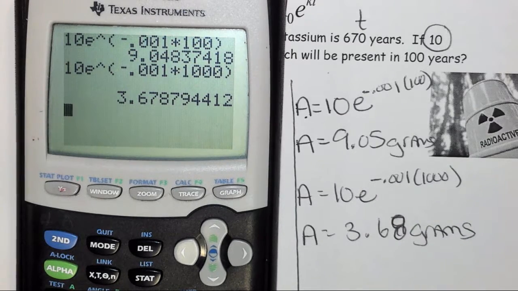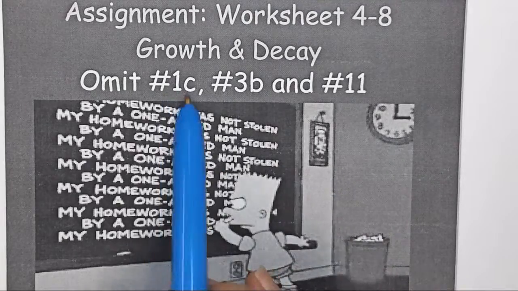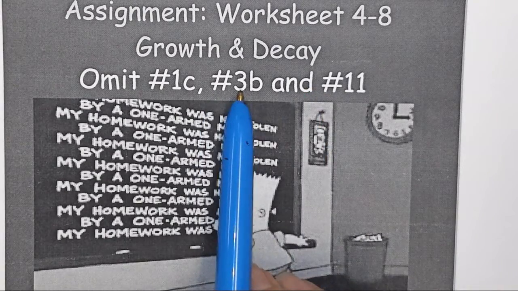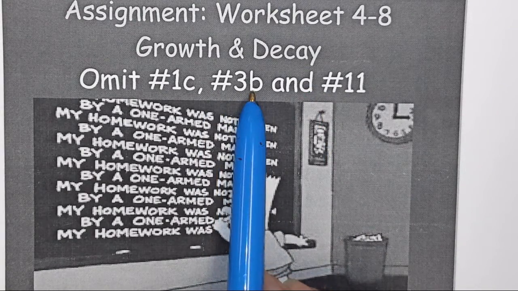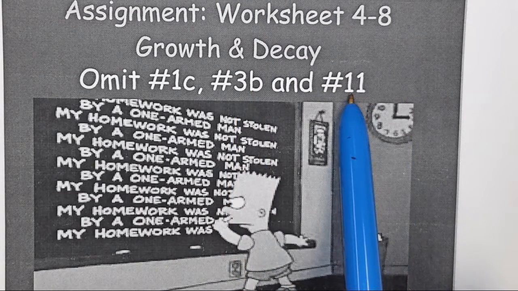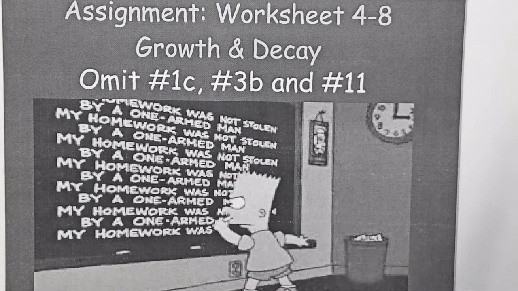Okay, this is why I said you should be able to finish your homework in class. Does this take long? All right, so let's talk about what our homework is. Look at the second sheet of paper that you picked up. On the homework tonight, on number 1, go draw a line through 1C. We're not going to graph it. On number 3, go draw a line through part B. We're not going to graph it. And then you can get rid of number 11 completely. I've left you with 5 problems to do and 30 minutes to do them.